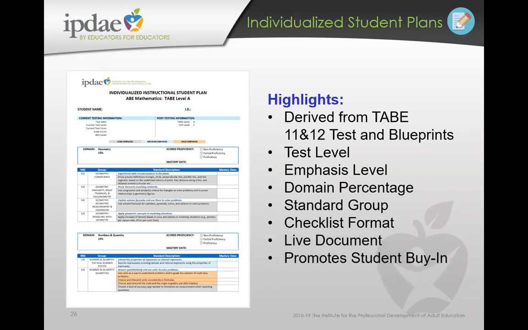It's free. It's a live document. We're still working on finalizing the students' individualized plan. But the good thing about it is it's free and it's reproducible. Okay? So soon enough, we will have a section on the IPDAE website where you can download these TABE 11 and 12 individualized student plans. We're still in the finalization stages.